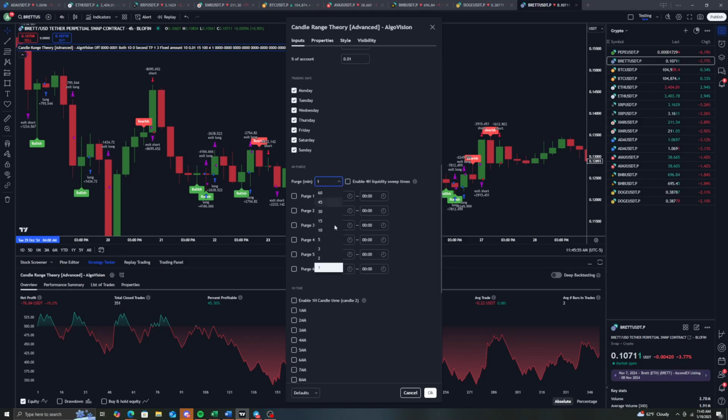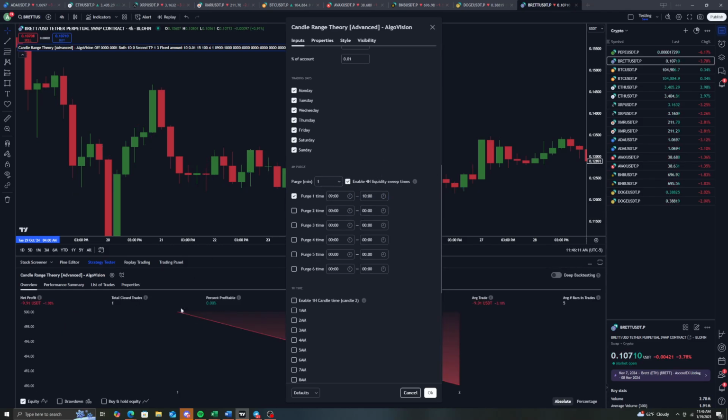This is purge time, so what this does is it's going to allow you to pick specific times where candle 2 purges candle 1. So if you wanted to only look for 9 a.m. to 10 a.m. purges, you would filter this on, you would enable it, and then it will only look for trades where candle 1 was purged between 9 to 10 a.m.